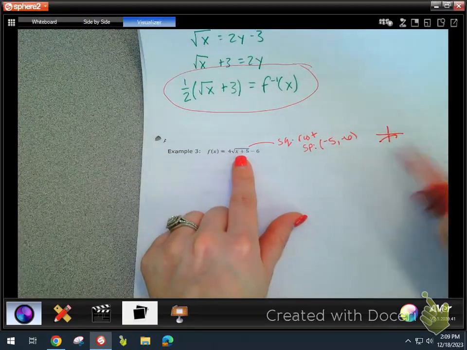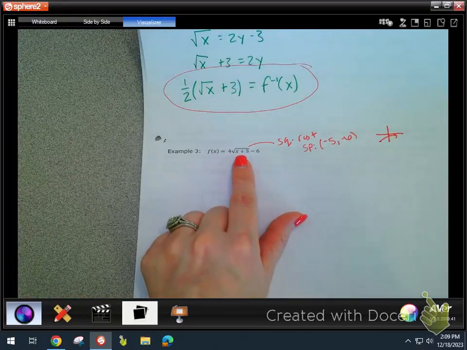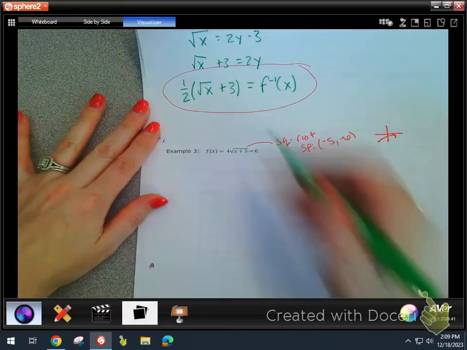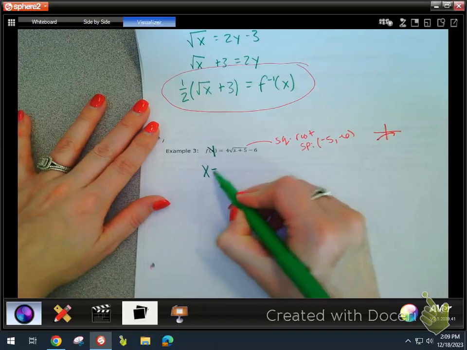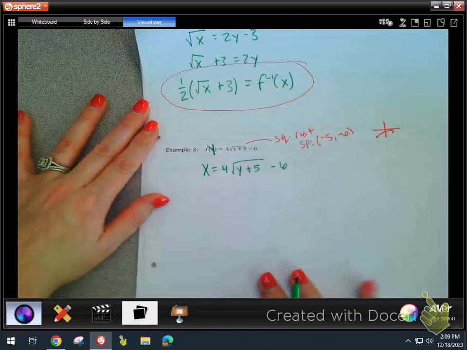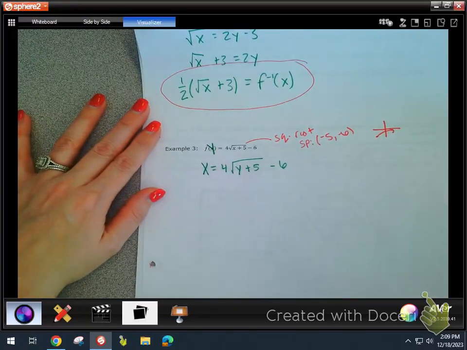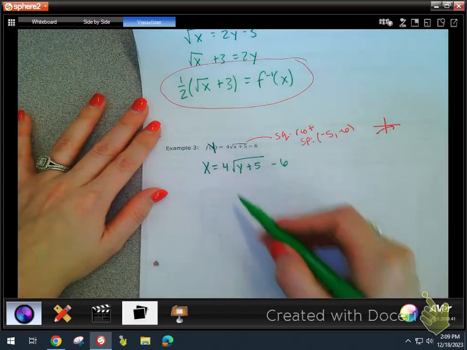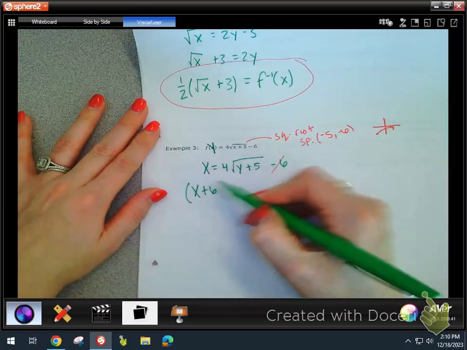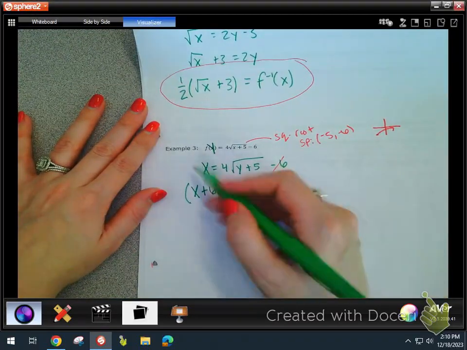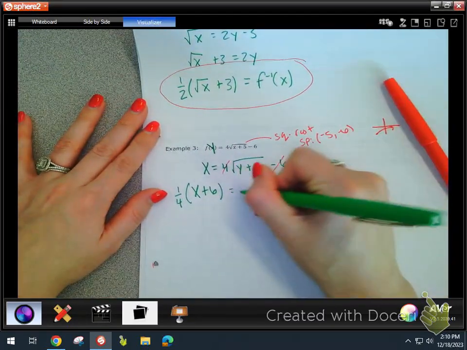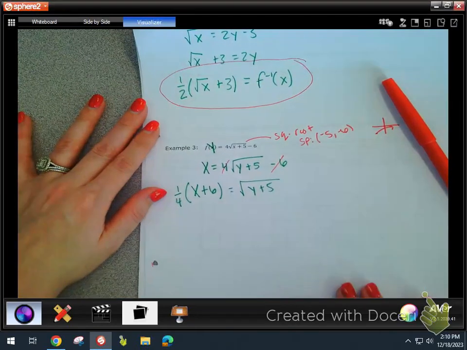How many branches are in this graph? 1, okay? No domain restriction on here to start with. So let's find the inverse, same thing we have been doing. X equals 4 times the square root of y plus 5 minus 6. We have to isolate that radical, isolate the square root. So what has to move? Plus 6. Then what? All over 4, or how do I prefer you write it? Times 1/4 equals the square root of y plus 5.